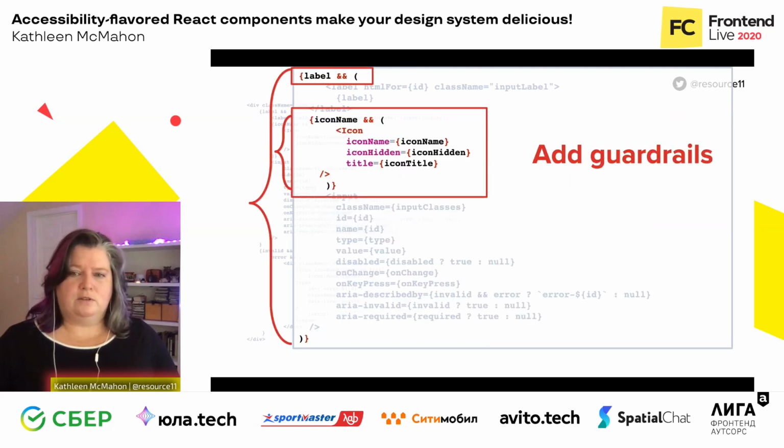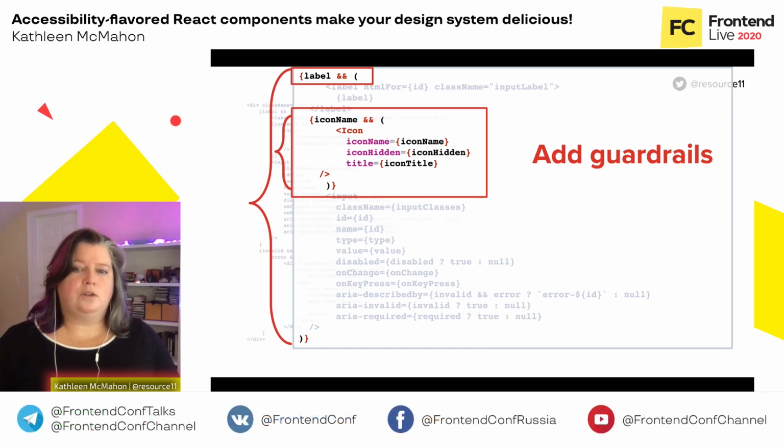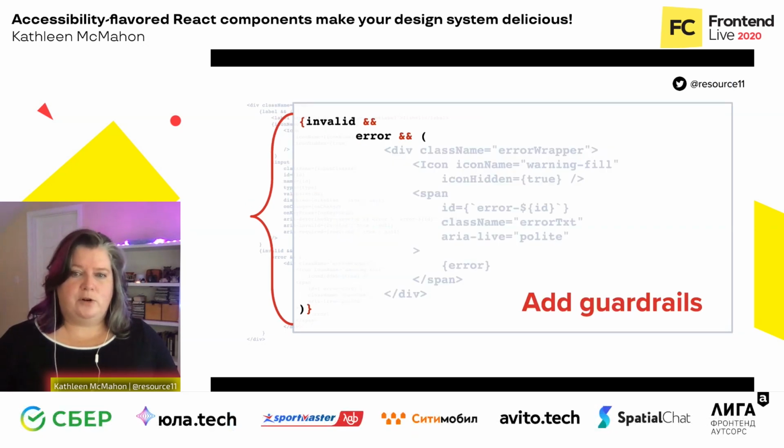Add your guardrails. If the developer does not pass in a label, the whole input will not render, neither will that icon. This will help guide the developer to follow best practices when implementing an input component. And this will soon become second nature whenever using React, any other framework, or straight HTML and JavaScript. Same goes with the error handling. If the developer doesn't pass in both the invalid prop and the error message prop to the component, it won't render.